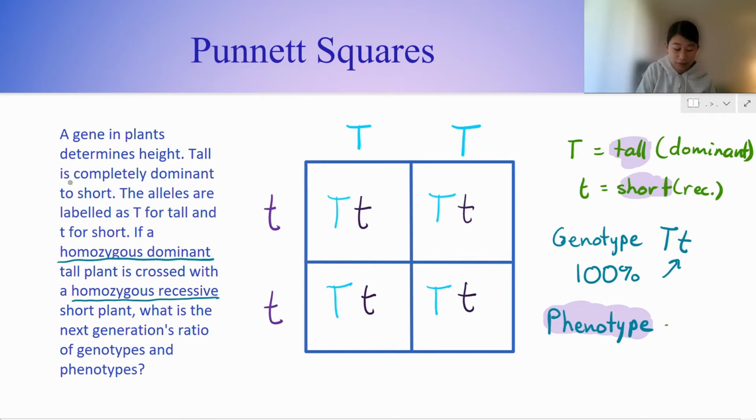So for this problem, we're talking about complete dominance. And so we know that this genotype is going to produce tall. It's going to be tall for the phenotype, and all of them are going to be tall. So 100% are going to be tall. The genotype ratio is capital T, little t is going to be 100% for that genotype, and the phenotype ratio is going to be 100% for tall. All of them are going to be tall.